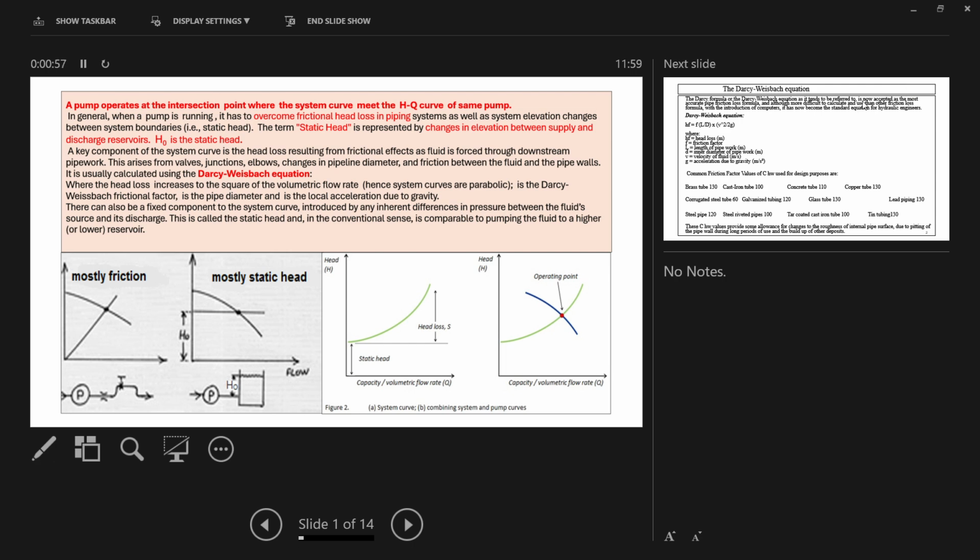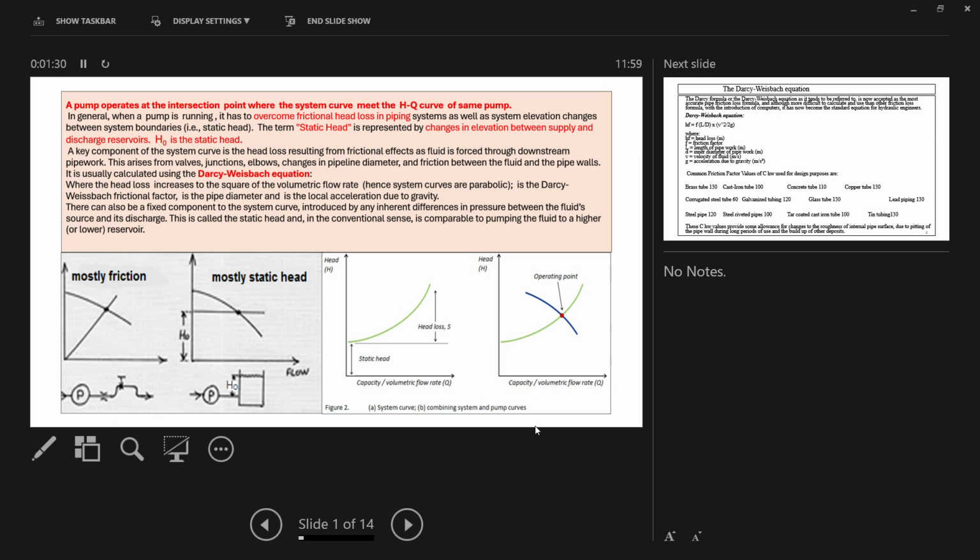Here, if you see the picture at the bottom left hand side, you can see the pump, and then a control valve, and there is no elevation difference. The pump is taking suction from the same level, and discharge is also to the same level. So the system resistance curve will be not static head, only mostly friction.